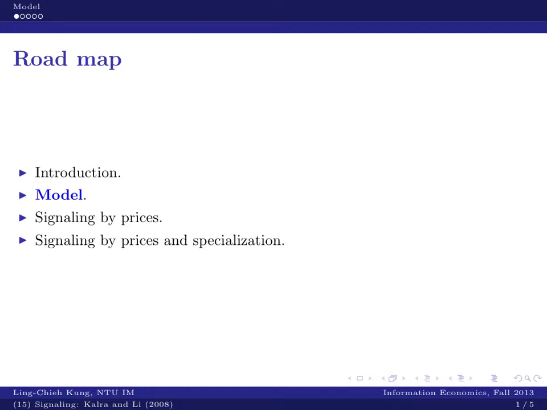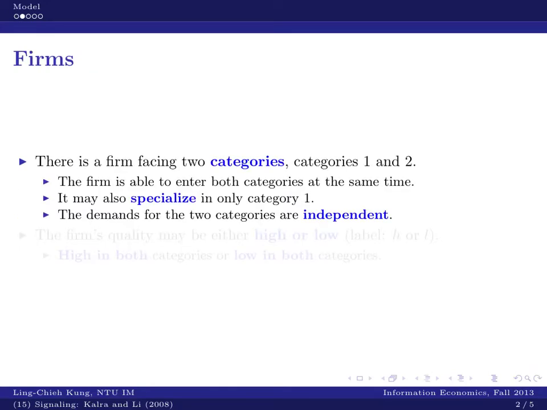Okay, so now let's introduce the model. We're saying that there is a firm facing two categories, categories 1 and 2. So the firm, if it wants, is able to enter both categories at the same time. So we assume there's no such capacity or technology constraints. If the firm chooses to be specializing, then it will only enter category 1. Yeah, so we choose it to be category 1 for no reason. And then we assume that the demands for the two categories are independent.